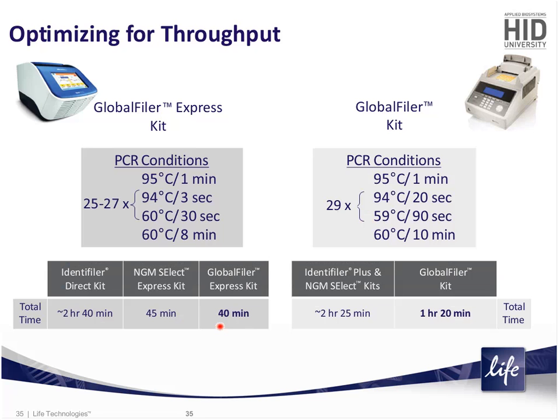So significant savings for the single amplification workflow, even when you compare it to our latest system, the NGM Select Express kit, which was 45 minutes. Additional optimizations shaved another 5 minutes off that time, and we can now save over an hour on the standard casework amplification time of Identifiler Plus and NGM Select for the GlobalFiler kit. So we have got the performance, but we've also managed to shave a few more efficiency savings into that process as well.